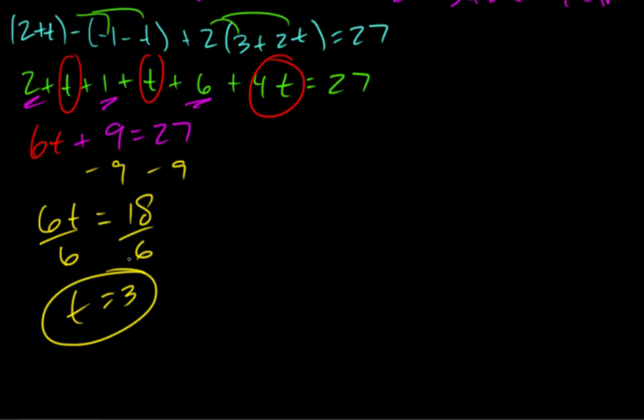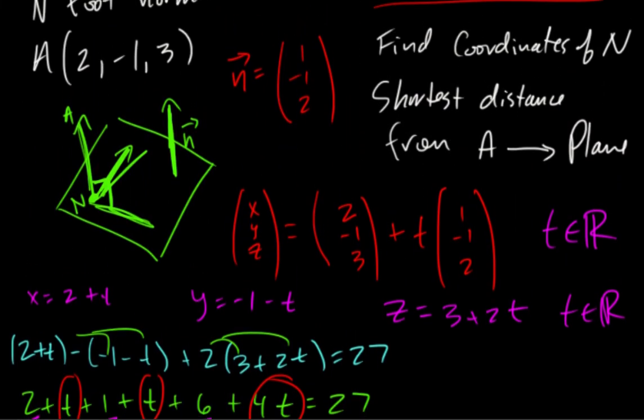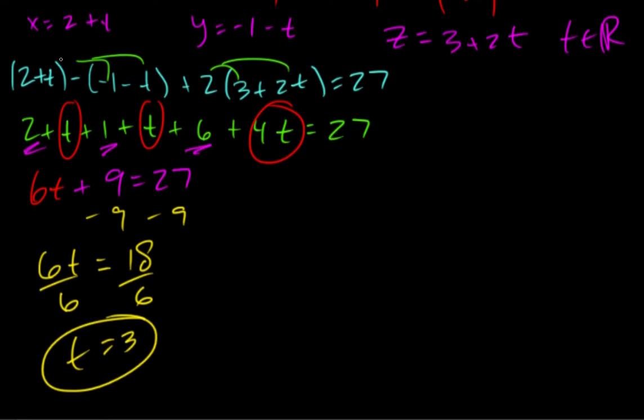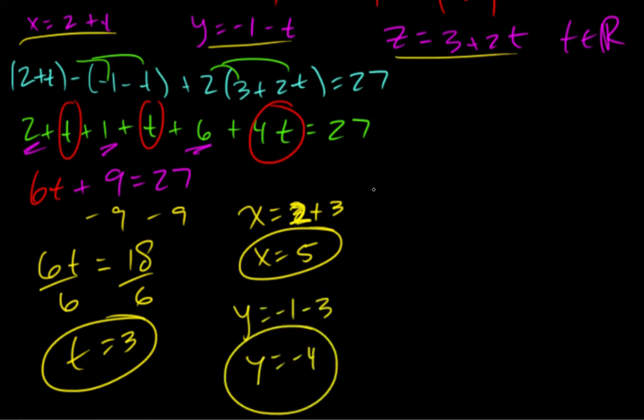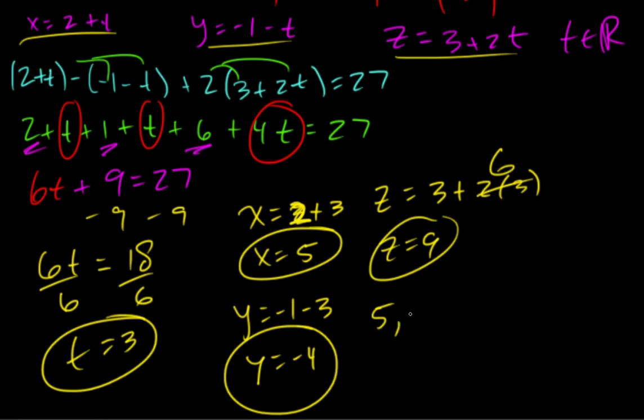Now, if we want to know the actual coordinates, we're going to plug this into these. So x is equal to 2 plus 3, so x is equal to 5. Y is equal to -1 minus 3, so y is -4. And z is equal to 3 plus 2 times 3, so that's 6, so that's going to be 9. And so the coordinate is 5, -4, 9.